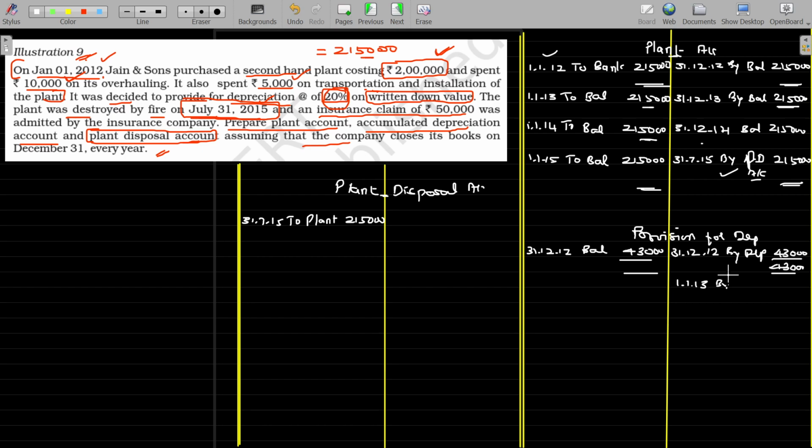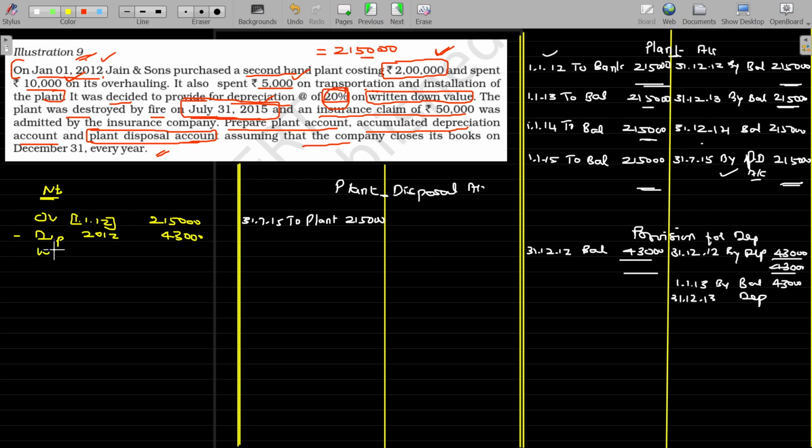Any doubts? By balance 43,000. In the second year end, 31/12/13, depreciation is supposed to be provided. I'll just use a working note here. Original value on 1/1/2012 being 2,15,000. As per the WDV model, depreciation for the year 2012, 20% on this, being 43,000.